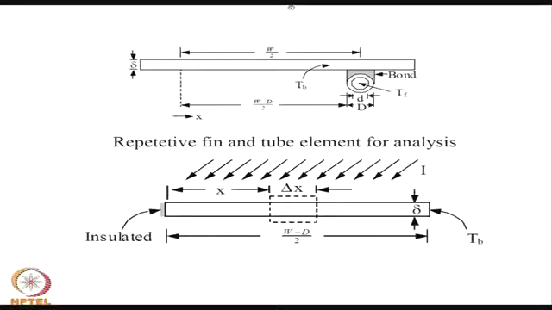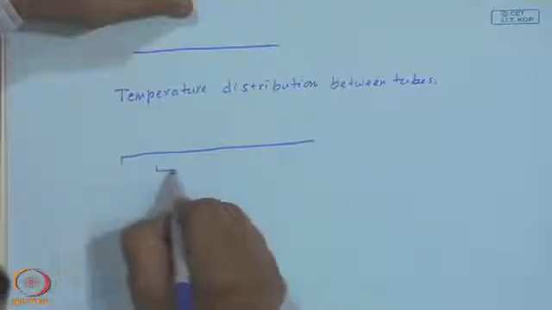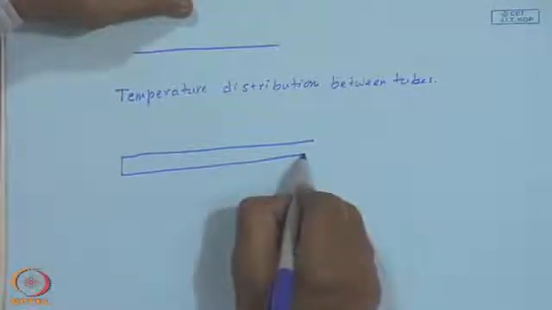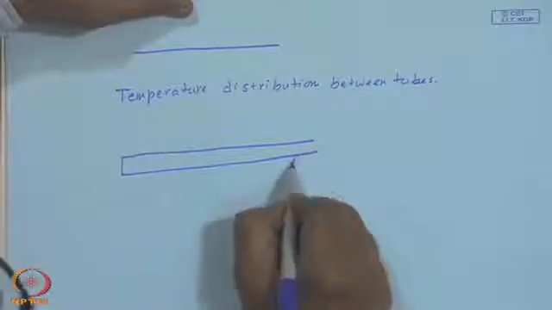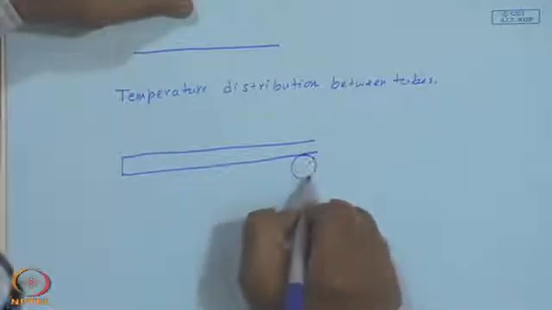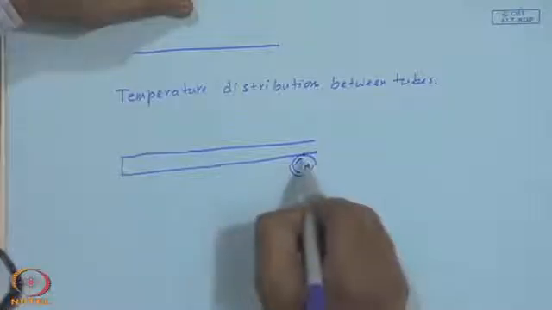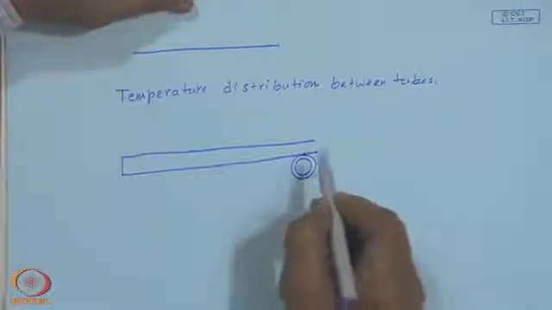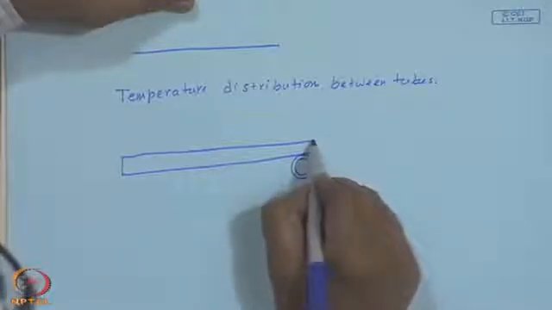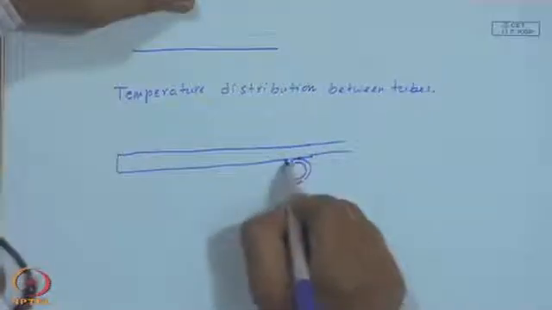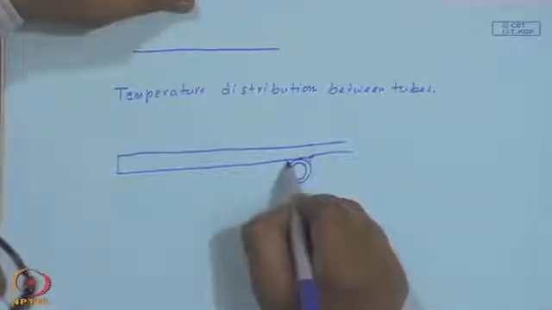So, that is what the picture is. This is one half I will show, of some thickness delta, and here is the tube with inner diameter d i and outer diameter d naught, and this continues, of course, and here is the bond.